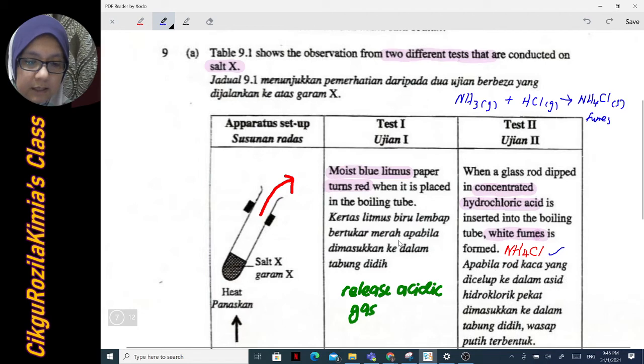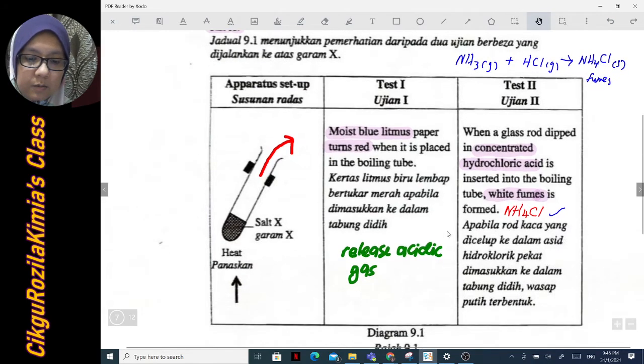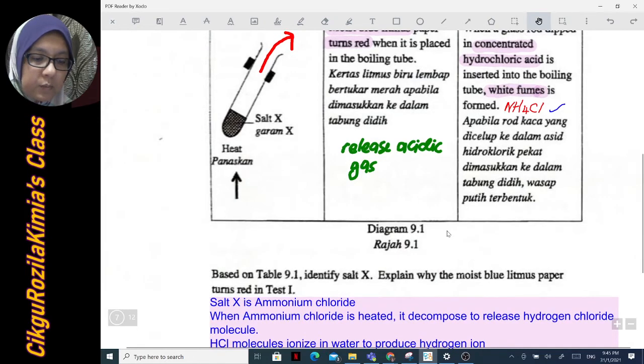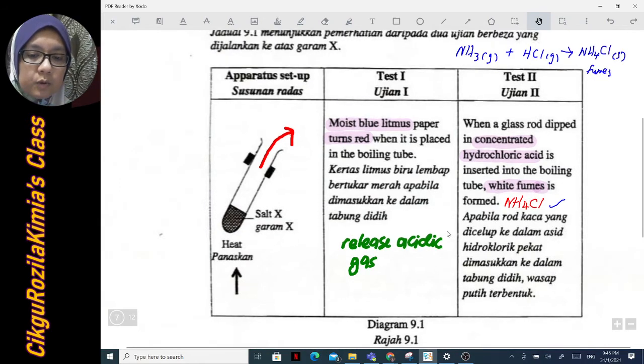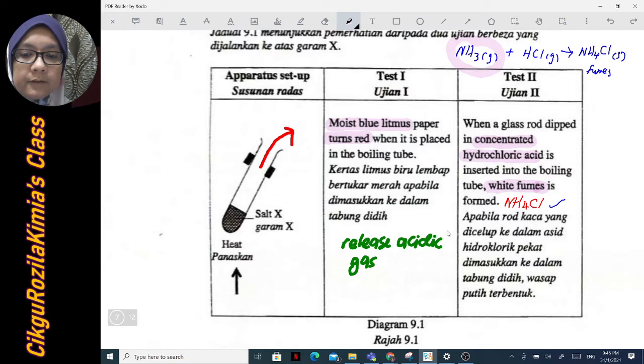So, kita tengok lagi sikit. Apa lagi observation yang dia bagi, hint dia bagi. Okay. So, based on table 9.1, identify the salt X. So, kalau kita tengok dua test ni, maksudnya when we heat salt X, dia ada bebaskan ammonia gas based on test 2 lah, sebab dia kata bila it reacts with concentrated hydrochloric acid, concentrated hydrochloric acid ni bila lalu dengan gas ammonia in the form of gas tu tadi, it will produce ammonium chloride.